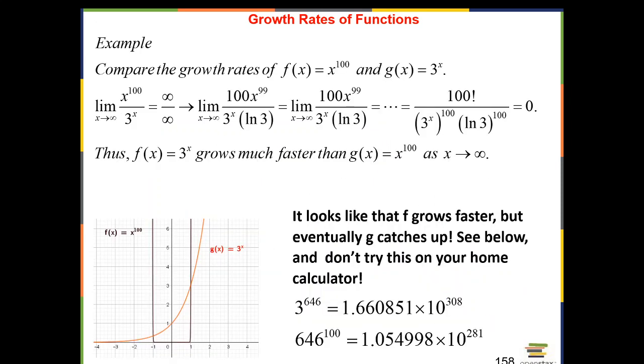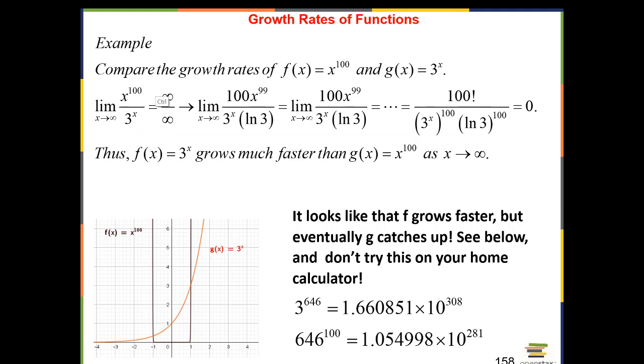Okay? Now what about this one? x^100 over 3^x. Again, we get infinity over infinity. But with this one, the numbers are so huge that you shouldn't try this on your home calculator. It's not going to work. But if you use a computer, maybe Wolfram Alpha online, you can actually see that 3^x grows faster. Now, how can we prove that?